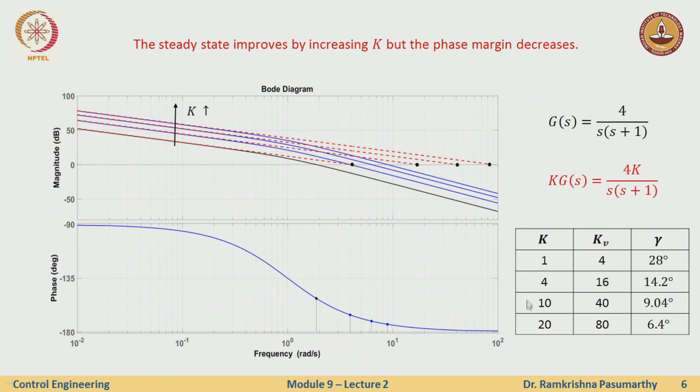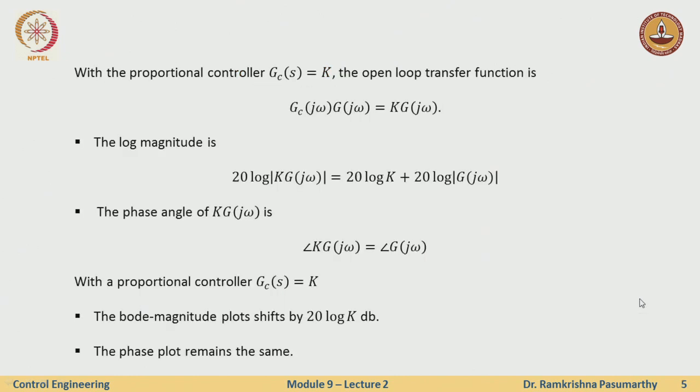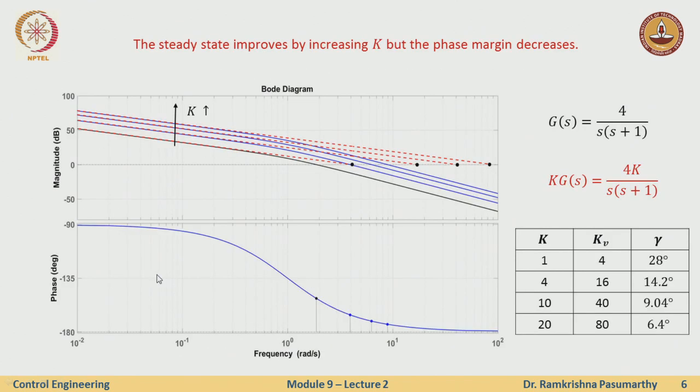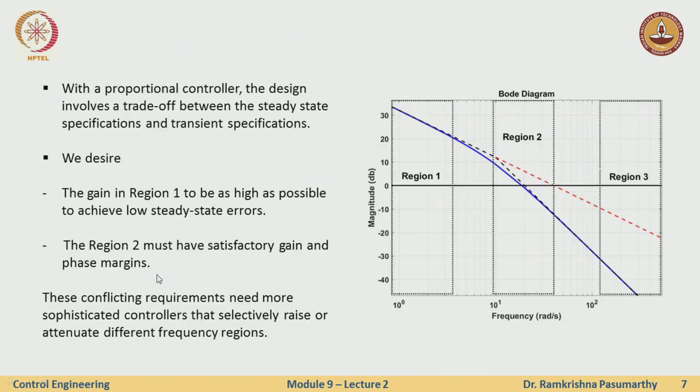Okay. So, for a gain of k equal to 10, I have kV equal to 40, but the phase margin is highly unacceptable. It is just 9.04 when the original system had a phase margin of 28 and the desired is 53. Okay. Now, what we observe is that when I just use a proportional controller, I have a big trade off between the steady state and the transient specification, right.